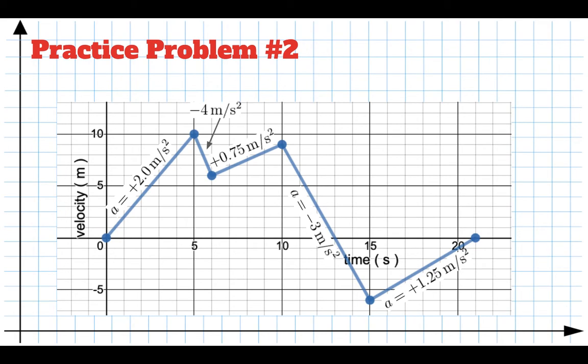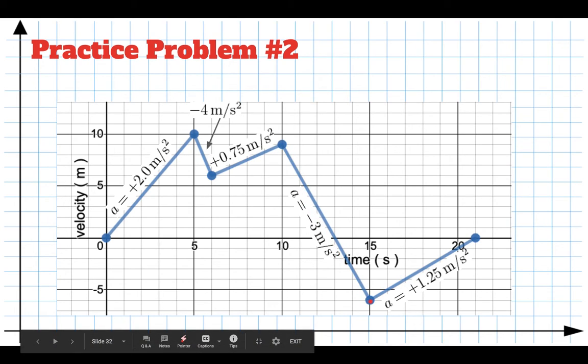So here's my solutions. During the first section, the object is accelerating at 2 meters per second squared. During the second section, right here, the acceleration is negative. The velocity is decreasing, and it decreased quite rapidly, so the slope is -4. The acceleration is -4. Then the velocity increases again. Then the velocity decreases all the way to -6. And then it increases again, finally ending at 0.